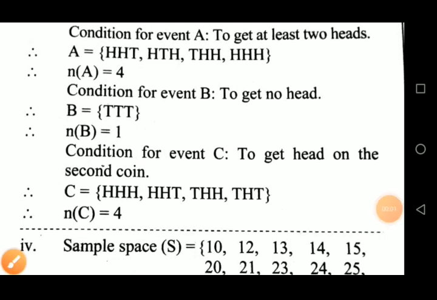Collect the sample points from the sample space in which head is on the second coin. C is equal to HHH, HHT, THH, THT. In all these results, there is head on the second coin. Number of C is equal to 4.